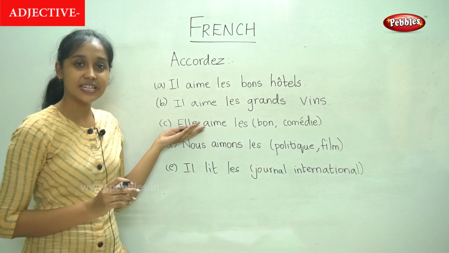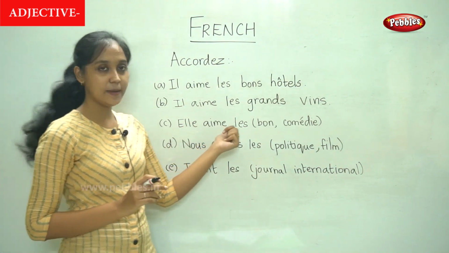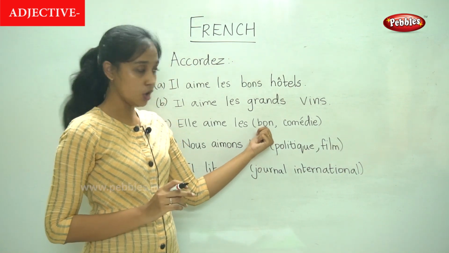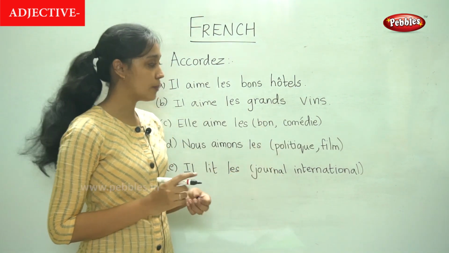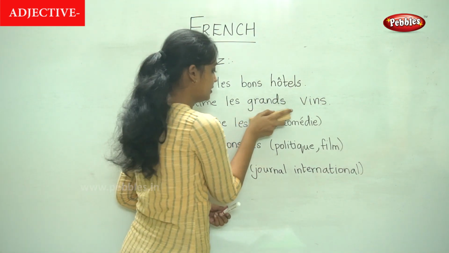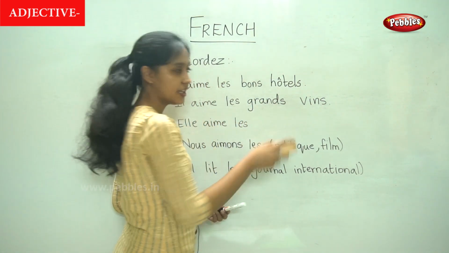So moving on to the next sentence, elle aime les. So the adjective is bon and the noun is comédie. So now let us write the adjective in the plural form.